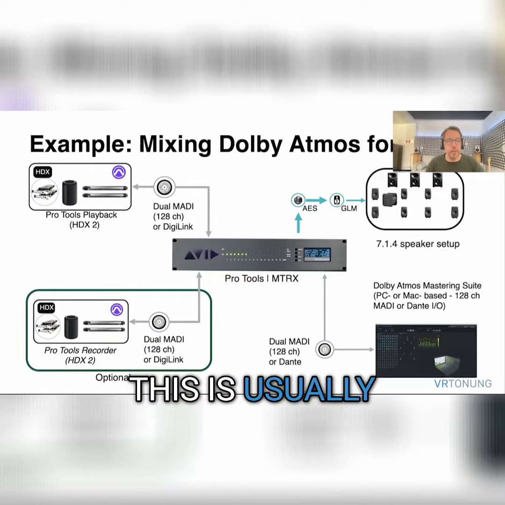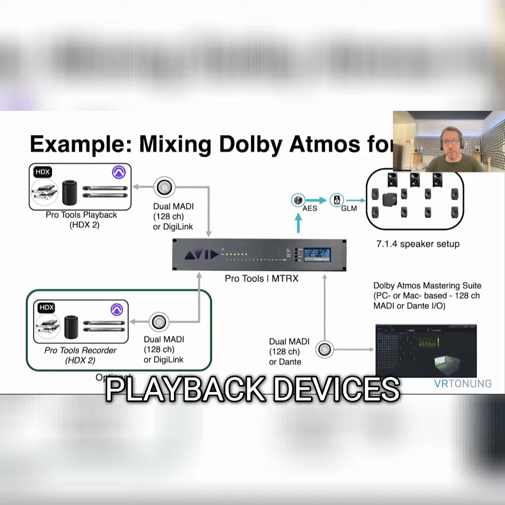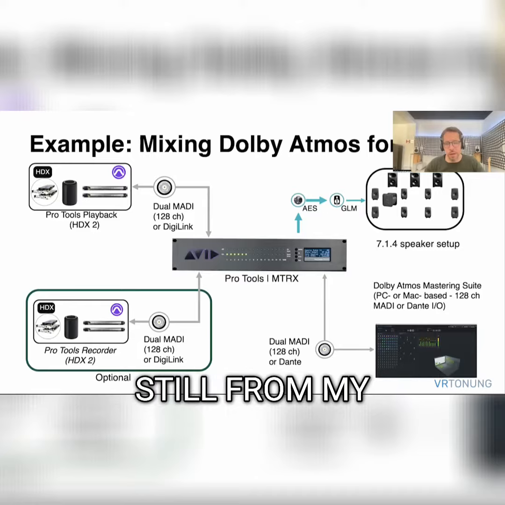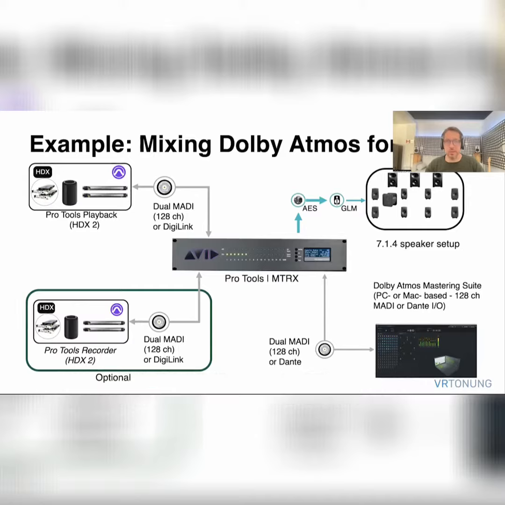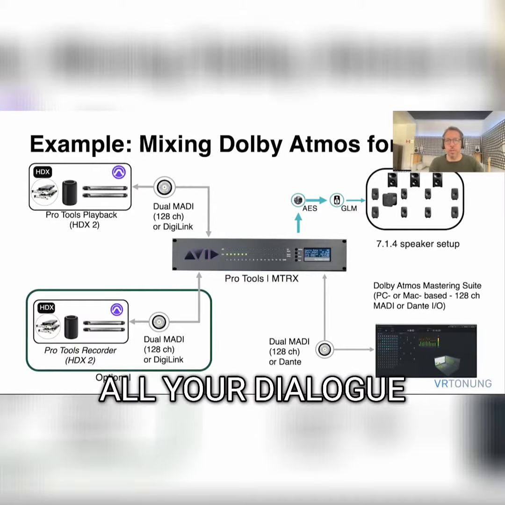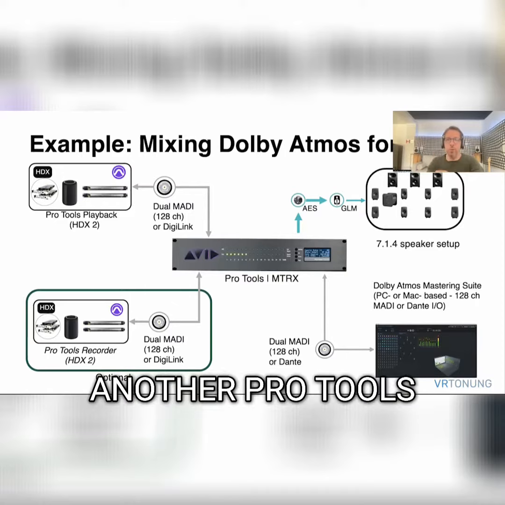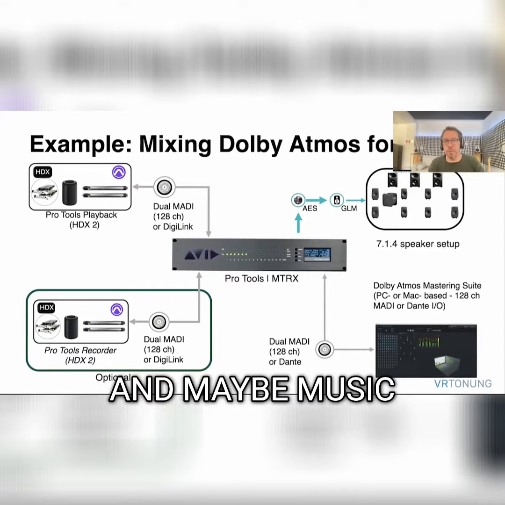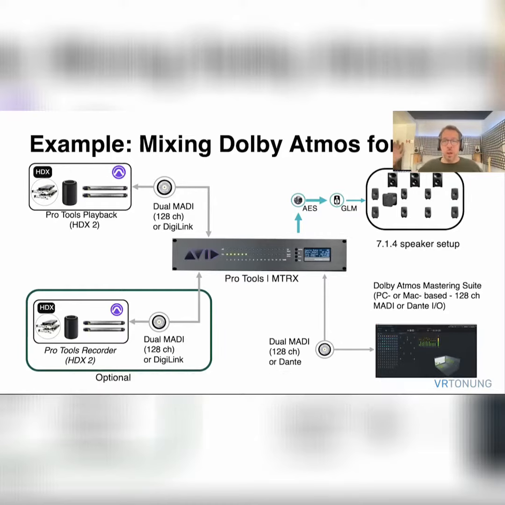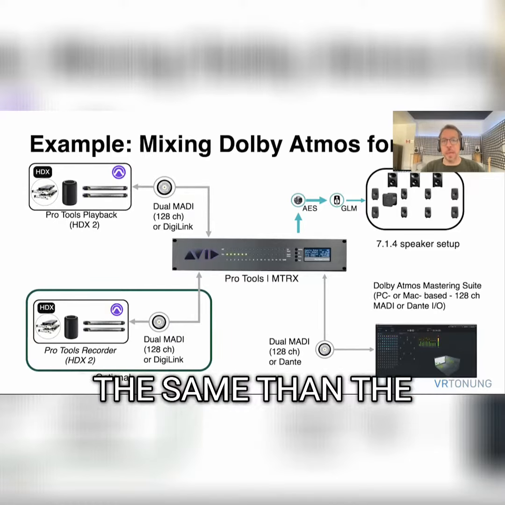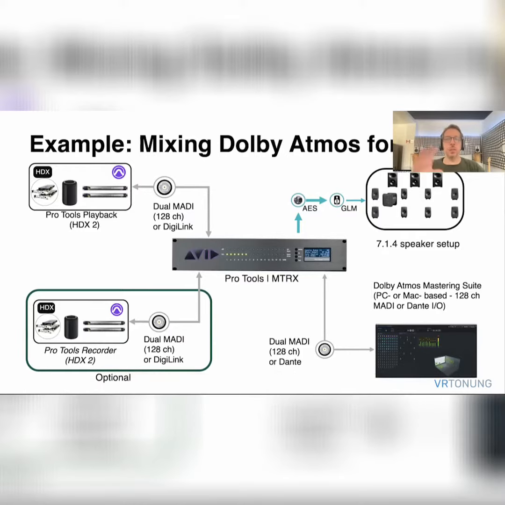This is usually interesting if you have multiple playback devices. So this slide still comes from my post-production demos, where you usually have more than one playback device. So you have one computer with Pro Tools running all your dialogue and your Foleys. Then you have another Pro Tools system playing back all your sound effects and maybe music. And then you have a third system for, don't know what, because film gets big, tons of tracks, thousands of tracks. So that's why you have an extra dedicated machine to be the mastering suite. The software that is running on the mastering suite is the same as the production suite that can be used internally. It's just sitting on a dedicated machine.